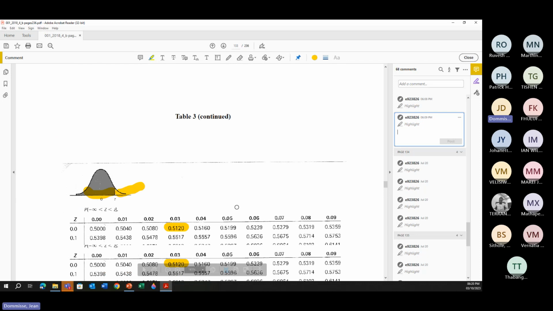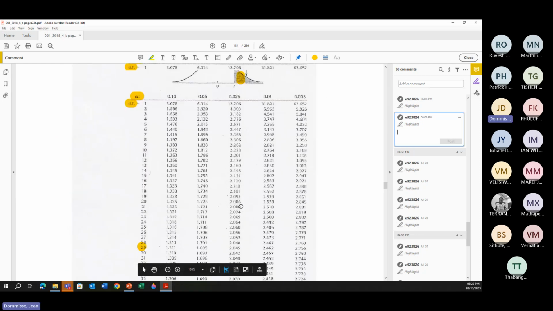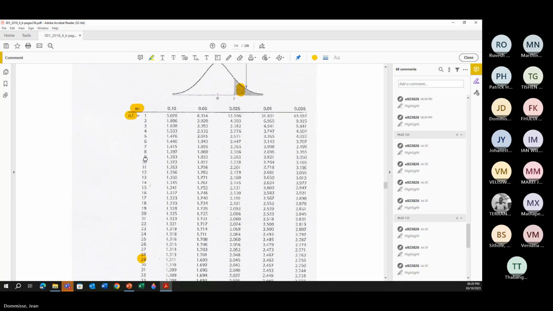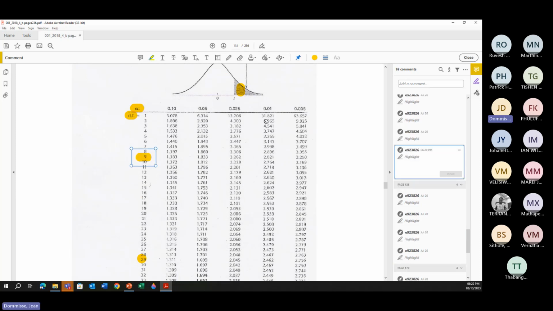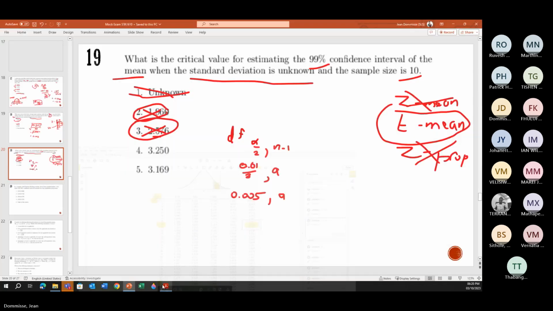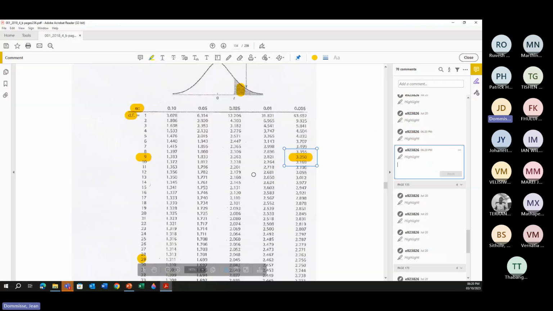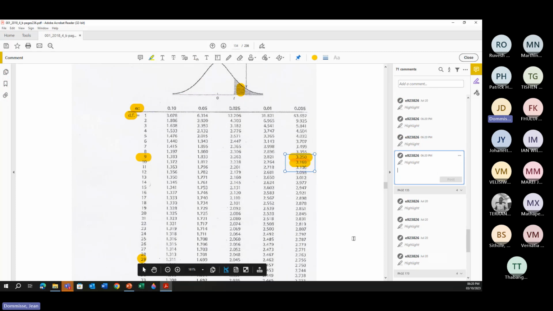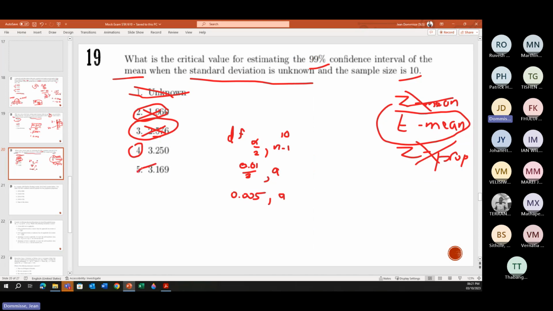T was 9 and 0.005, 3.25. So that's the correct one. If we did not say 10 minus 1, but we just used 10, look at what there is. 3.169. Okay, so very easy.